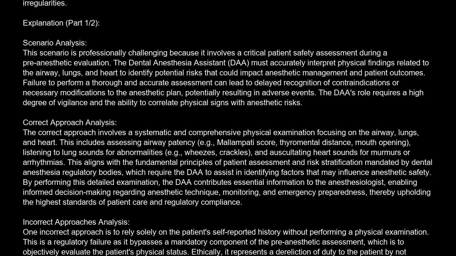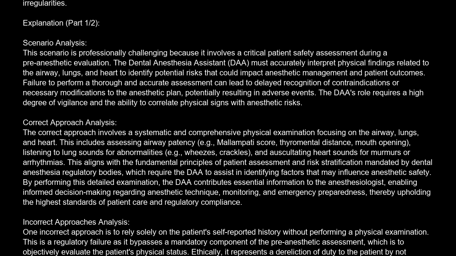Failure to perform a thorough and accurate assessment can lead to delayed recognition of contraindications or necessary modifications to the anesthetic plan, potentially resulting in adverse events. The DAA's role requires a high degree of vigilance and the ability to correlate physical signs with anesthetic risks.